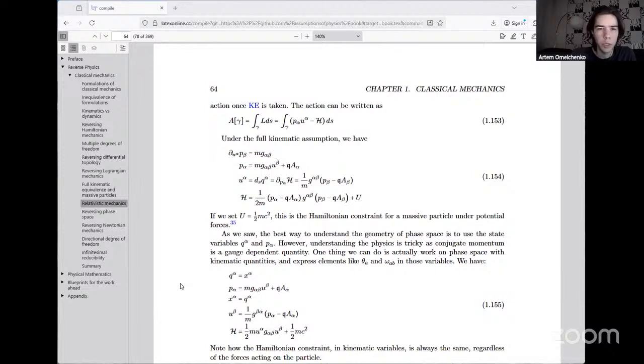Would that be still the Lagrangian? Yeah, it turns out the Lagrangian, times the affine parameter over this path gamma.